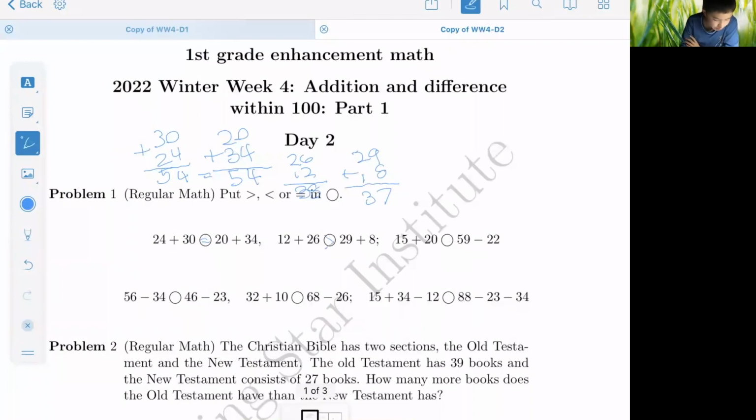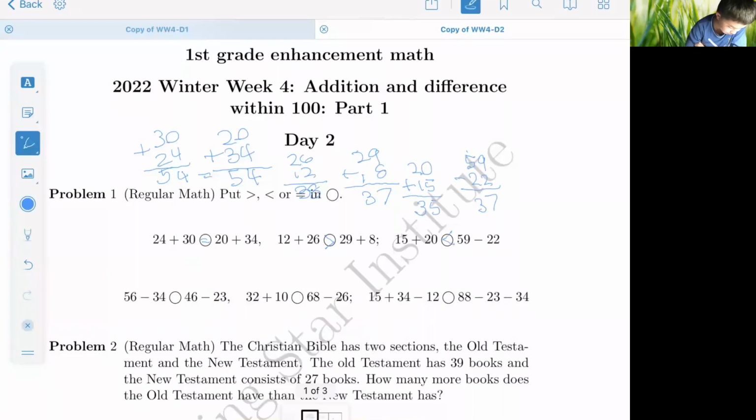For question number 3, 15 plus 20 is blank 59 minus 22. 20 plus 15: 0 plus 5 equals 5, 2 plus 1 equals 3. And on the other side, 59 minus 22: 9 minus 2 equals 7, 5 minus 2 equals 3. 37 is greater than 35.